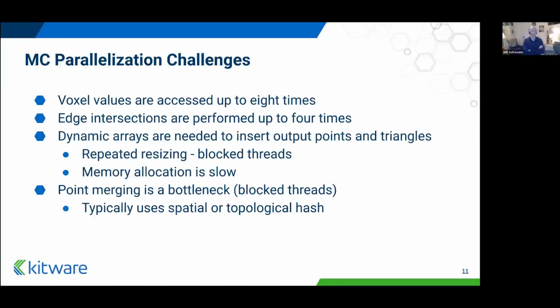Also, because you're generating points and triangles on the fly as output, you need dynamic arrays to insert output points and triangles. That means repeated resizing, memory allocation, and so on, which requires blocking threads. As each thread tries to write to the output, they each have to take their turn, and that becomes a bottleneck. And that's a bad thing. And finally, if you're doing point merging, you typically use a spatial or topological hash. Again, you've got some blocking going on. Again, a very bad thing.